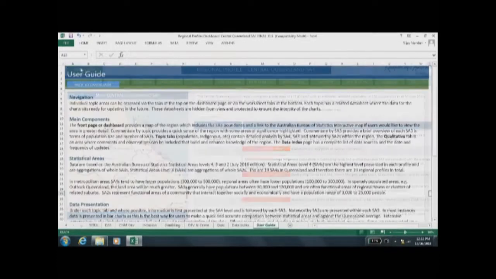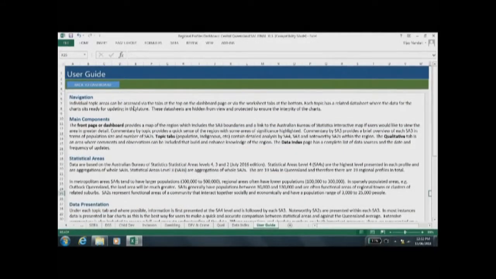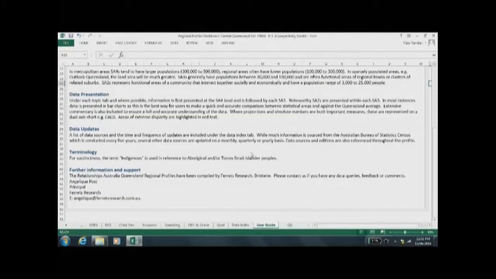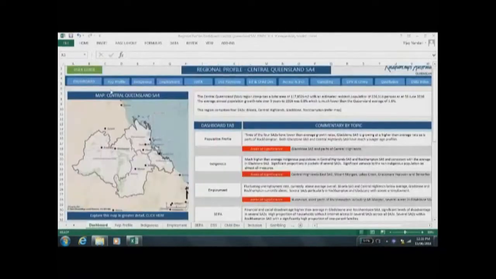The user guide is located at the top left of the screen and includes a brief overview of the information contained in this training module. It also provides the author contact details for further queries, suggestions and feedback. You can navigate around the dashboard by using the topic tabs at the top or via the tabs at the bottom. Each topic area has a related data sheet where the data for the chart sits.